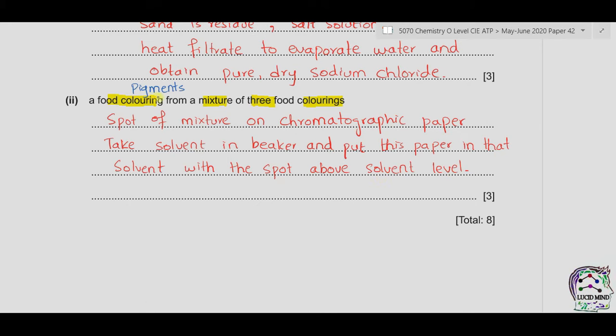Now we would see that each pigment would travel a different distance, so we can find the value, that is RF value, for each pigment. And each pigment will travel a different distance. So each one would have a different RF value.